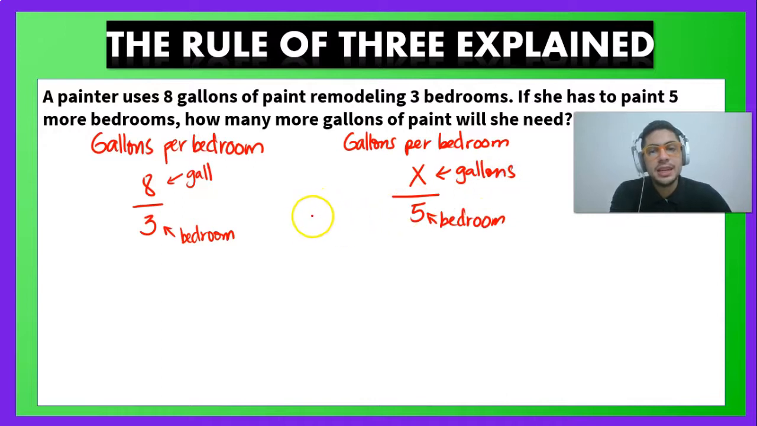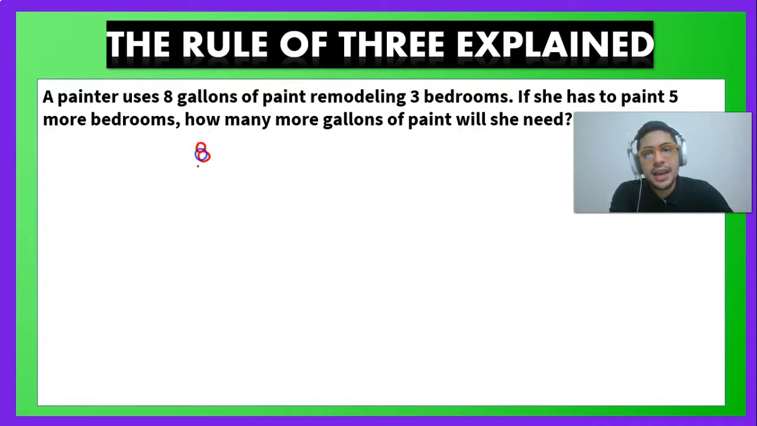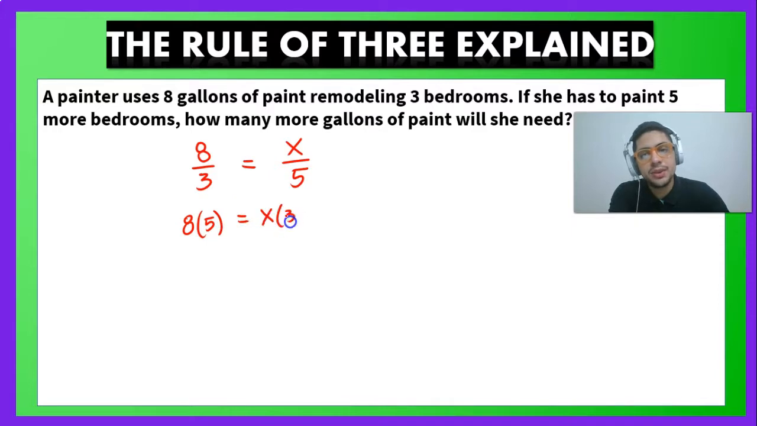So what we do is that we're going to say that 8 divided by 3 is equal to x divided by 5. So in order to find x, we're going to cross multiply. So the 8 is going to be multiplied by the 5, and the 3 is going to be multiplied by the x, right? So again, we have 8 divided by 3 is equal to x divided by 5, where 8 and x is the amount of gallons and 3 and 5 are the amount of bedrooms. So when we cross multiply, we're going to go 8 times 5 is equal to x times 3.